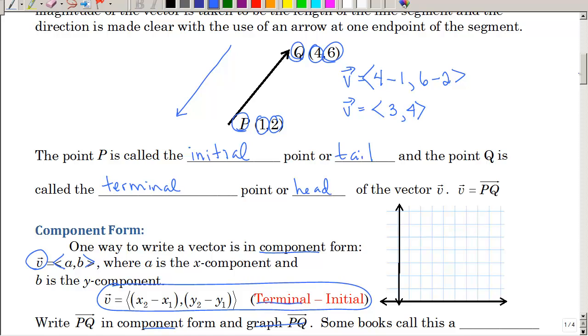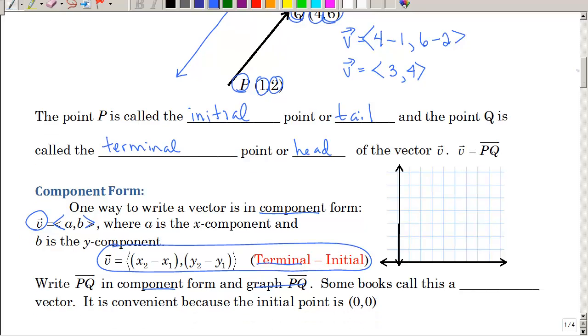Now how can we graph that? Well, we can graph it by starting with the initial point 0, 0. So I'm going to go right 3 because that's in the x direction, and up 1, 2, 3, 4 in the y direction, and that's my vector PQ. Some books call this a position vector, it is very convenient because our initial point is 0, 0. We end up with 3, 4.